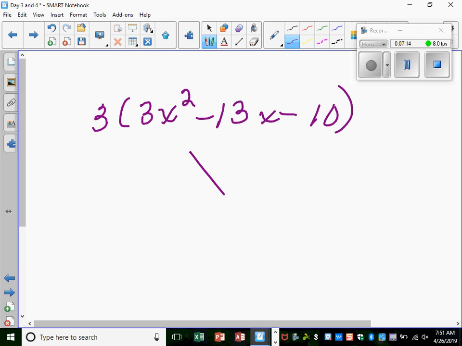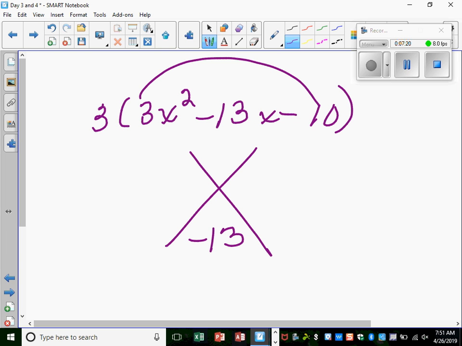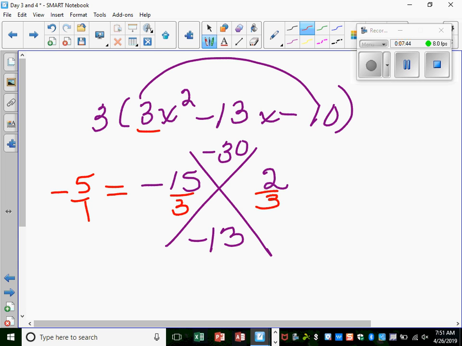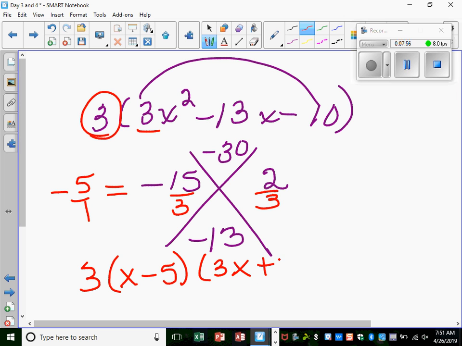All right, so I'm going to do my X method, put my -13 down here. I'm going to multiply the A and C term, which gives me what? -30. And now I need to figure out that it's going to be -15 and 2. Is that right? And then we're going to divide by the A term. The A term is what? 3. We're going to reduce this to negative what? 5/1. Okay. So now my factors are 3 that I took out at the beginning, and x minus 5, and 3x plus 2.